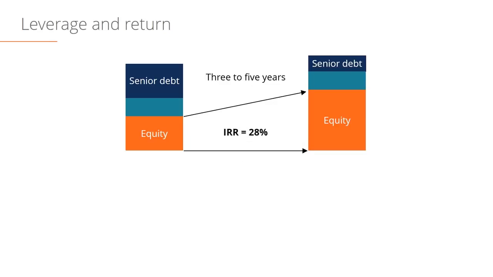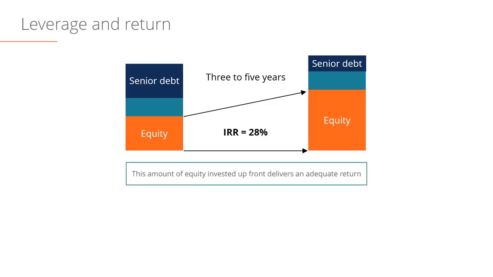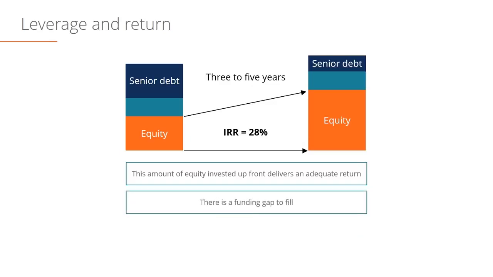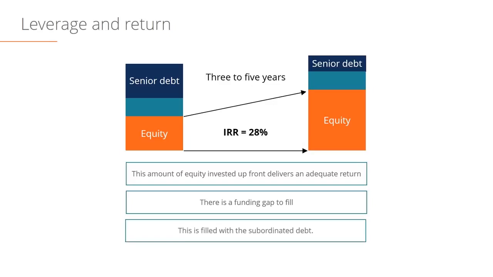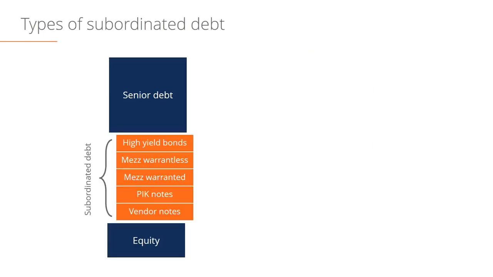So this is how private equity firms achieve their internal rates of return, and they may be targeting anywhere from 20 to 30% returns. So it's important to ensure that the amount of equity invested up front delivers that adequate internal rate of return, at least for a financial sponsor. And if there is a funding gap to fill, it's often filled with subordinated debt. Senior debt is maxed out, the equity component that's required is put in place, and hopefully subordinated debt fills that gap.